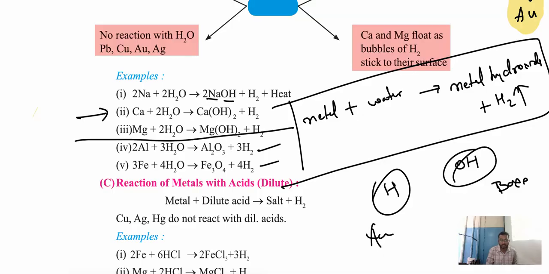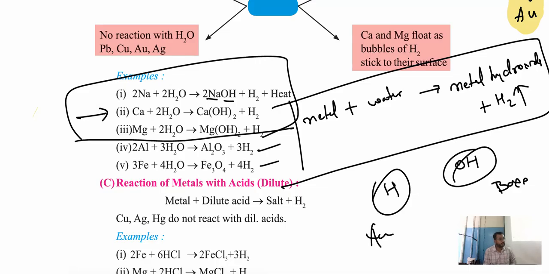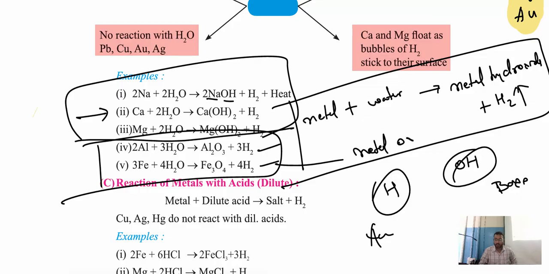Can you see the top three and the bottom two? In the top 3, we are getting metal hydroxide. In the next 2, we are getting metal oxide, plus hydrogen. In the first 3, metal hydroxide. In the next 2, metal oxide. Don't get confused.